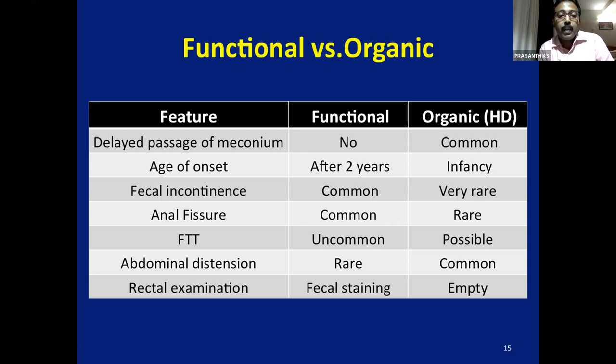Anal fissure due to the long-standing problem is quite common in functional constipation, whereas it is rare in organic causes like HD. Failure to thrive is rather uncommon in functional constipation, whereas it is possible in organic causes like Hirschsprung's disease. Coming to the examination, abdominal distension is a rare finding in functional constipation, whereas it is a fairly common finding in organic causes like HD. Moving to the rectal examination, there will be fecal staining in functional constipation, whereas in organic conditions like Hirschsprung's disease, the rectal examination will reveal an empty rectum with a gush of air.